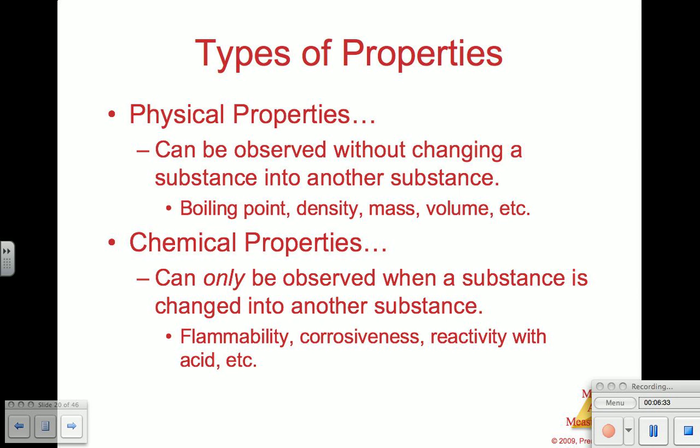Because let's say you put a piece of metal in an acid and it reacts. Well, the acid has now reacted with the metal, and the metal is no longer the pure metal. It's now some new substance. So you now know that that metal is reactive to acid at some level, but you don't still have the same pure compound.